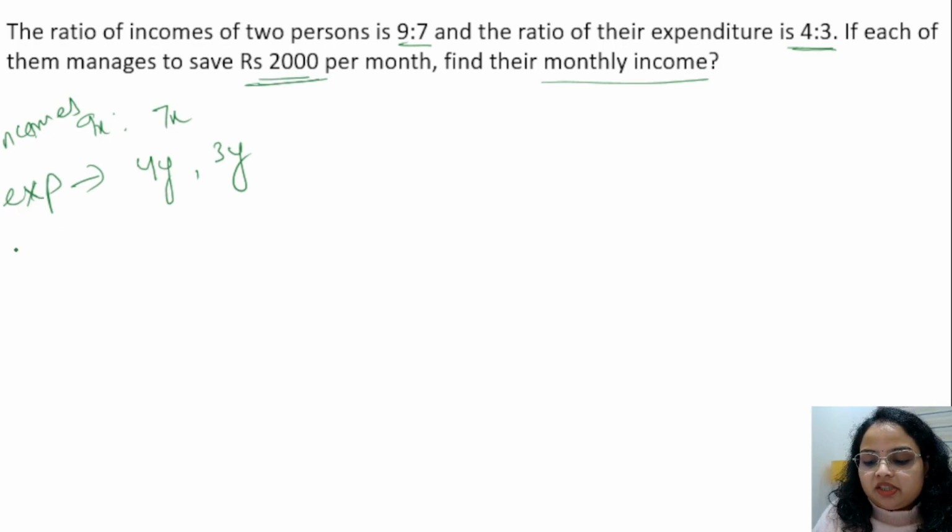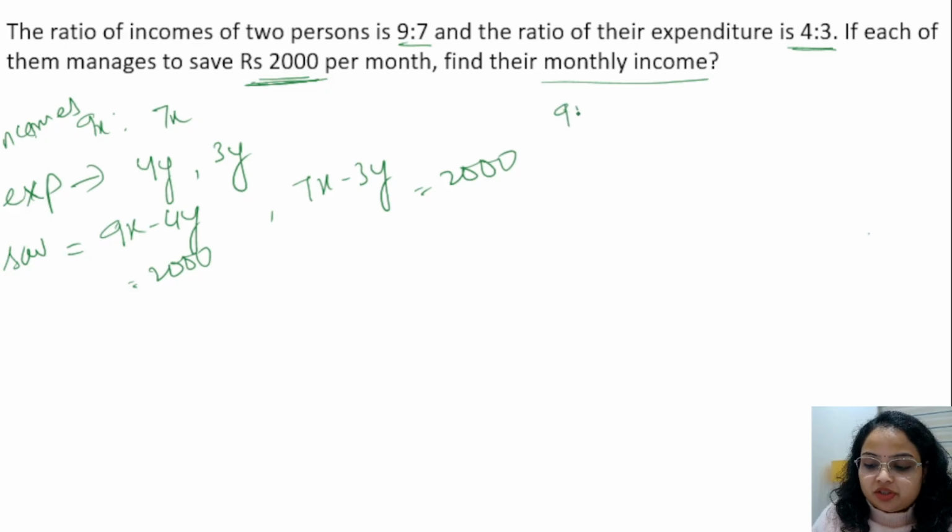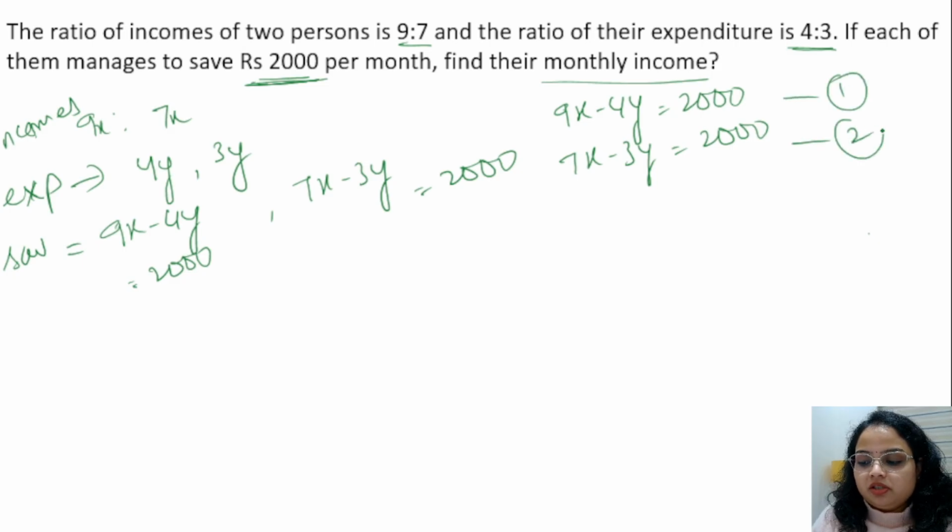So what is the savings here? Savings is income minus expenditure. For the first person, savings is equal to 9x minus 4y. And for the second person, savings is equal to 7x minus 3y. Both of these save 2000 per month, so this is equal to 2000. So here we have two equations: 9x minus 4y is equal to 2000 and 7x minus 3y is equal to 2000.